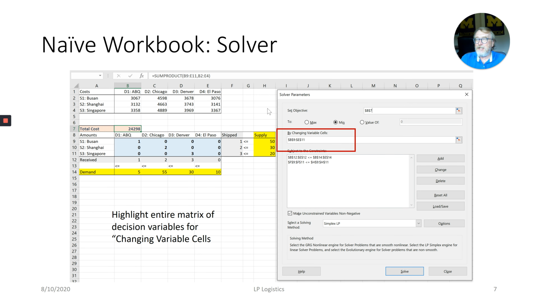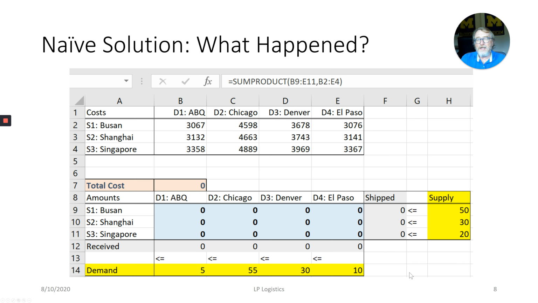We set the objective function up here, cell D7. For the changing cells, I just highlight the entire range, B9 through E11. Then I have the supply constraints and also the demand constraints. Here, they're in two different locations, so I had to put them in twice. Make unconstrained variables non-negative. Sure, why not? Simplex LP, hit solve, and boom, there's our solution.